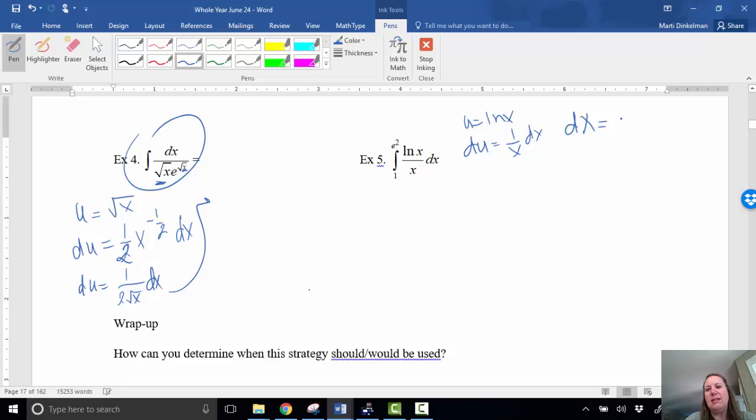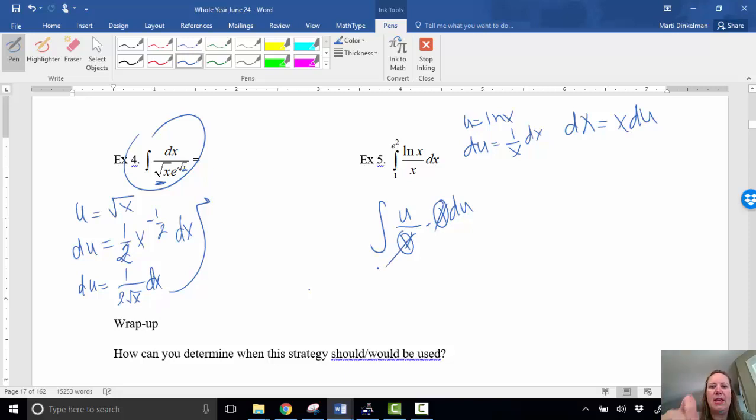So dx then is equal to x du. So I'm going to write this integral. I'm not going to worry about these limits just yet. So that's going to be u over x, and I'm going to have x du. So what I'm going to notice is these cancel.